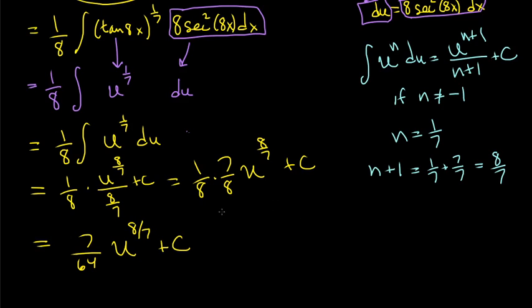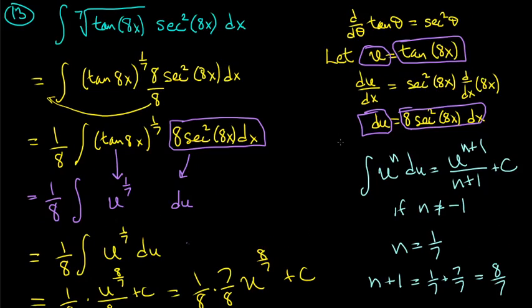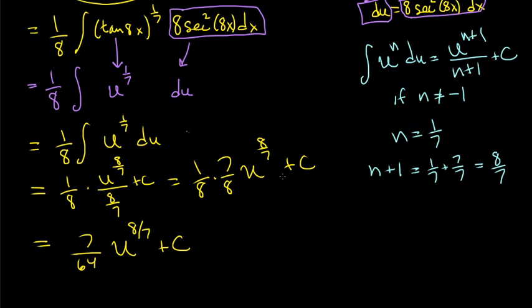And finally, what was u? u was originally way up here on the upper right, tangent of 8x. So let's just replace u with what we set it equal to, tangent of 8x, to the power 8 over 7, and don't forget the plus c.